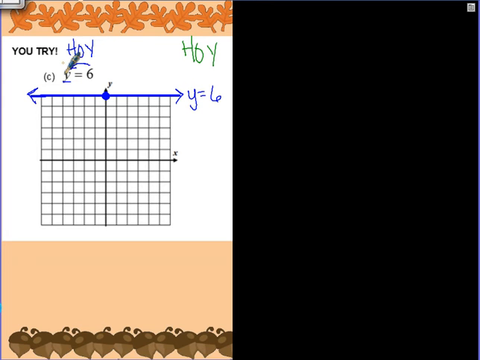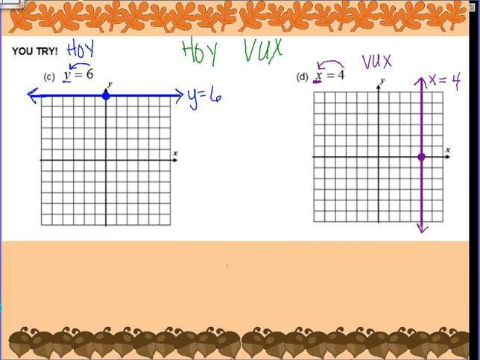Letter C started with y equals, so that's my oi. I've made a horizontal line going through 6 on the y-axis, arrows, and label. Letter D was a vertical line because it was x equals a number. Think of the word vux. I go to +4 on the x-axis, and make a vertical line going through it. So this is what your graph should look like for x equals 4.